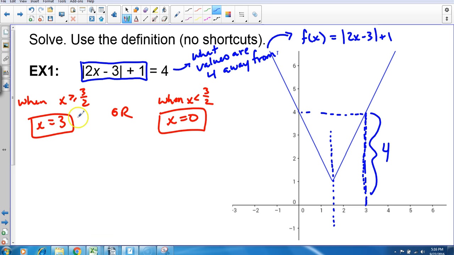So if I pick a value that's greater than or equal to 3 halves, then the only one that's 4 units away is 3, when x is 3. The other one is found when I pick a value that is to the left of this axis of symmetry. So if I pick anything less than x equal to 3 halves, then the only value that's going to give me 4 units away, like they asked about up here, is going to be x equals 0. So that's what the graph tells us. That's what the algebra tells us. The graph confirms it, and hopefully you get a better sense of what these absolute value equations are asking.